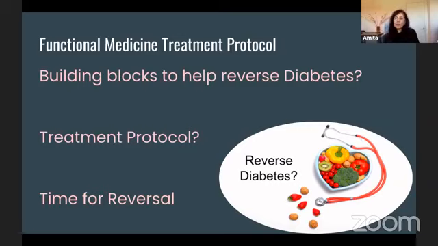Absolutely. So let's talk about the building blocks to help reverse diabetes. Like you talked about the diet and the lifestyle. On a very high level, if someone is diabetic, they'll have to change their diet, and then lifestyle, exercise, and even supplements. What are the key building blocks at a very high level?